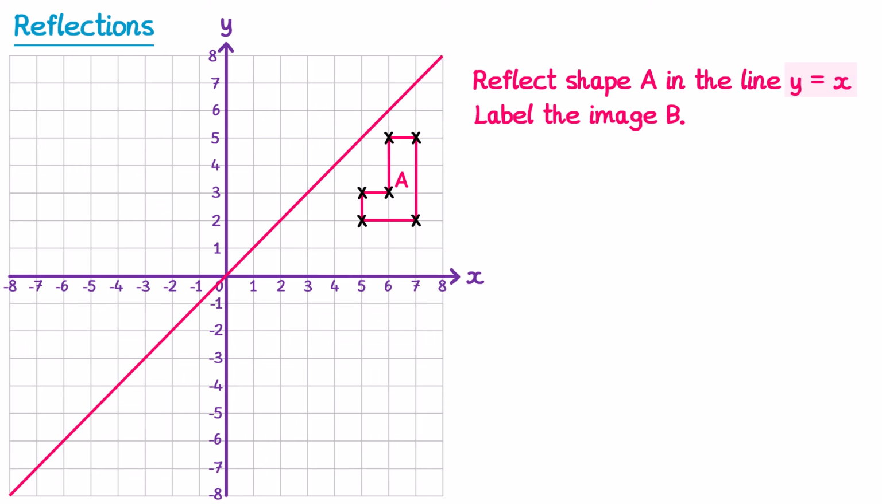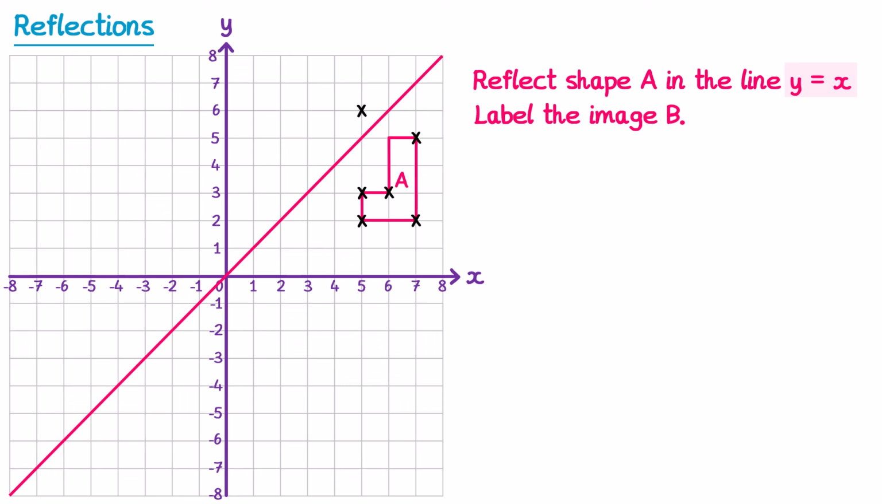Remember, when we hit the line, we're going to need to change direction and turn 90 degrees and then continue in that new direction. We'll start with one of the points at the top. To get from this point to the line, I need to go one square up. So I'm not going to continue going one square up, I'm going to change direction and go one square left.